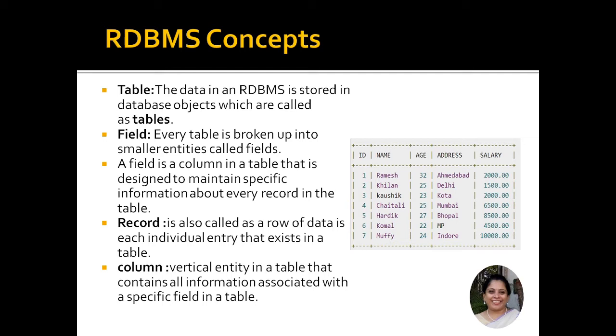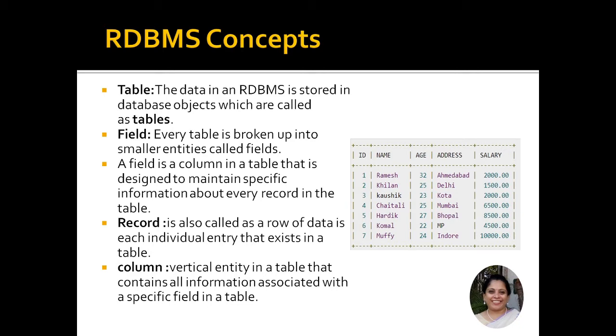And what is a column? A vertical entity in the table that contains all information associated with that specific field in a table. Now if you look at the image of the table, here you see ID, name, age, address and salary are the columns in the table student, and row number 1 is student ID 1, name Ramesh, age 32, address Ahmedabad and salary 2000. So this is one record which I can access with the row, and columns are the attributes which are given to the entity, and the entire thing comes under your table.